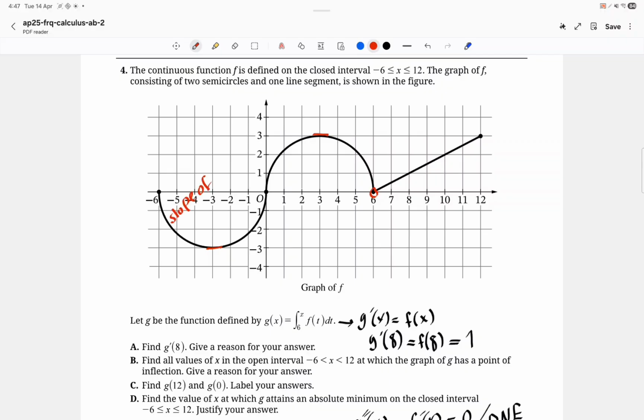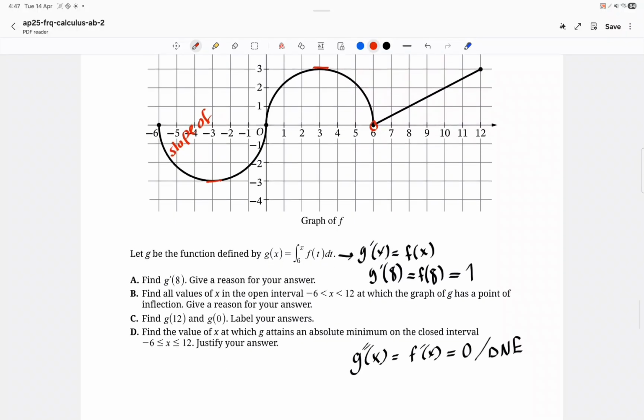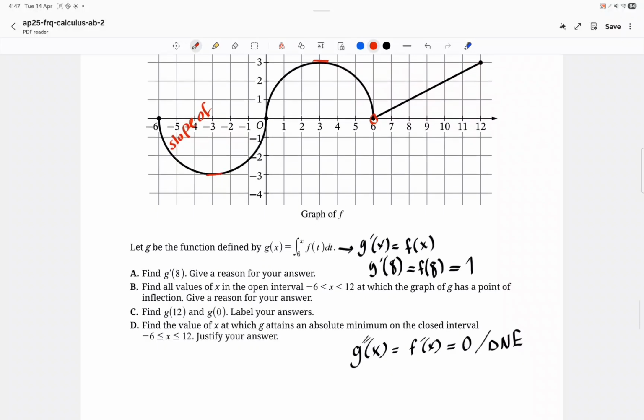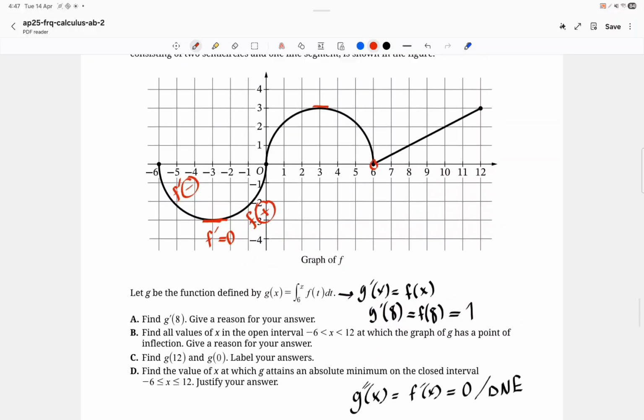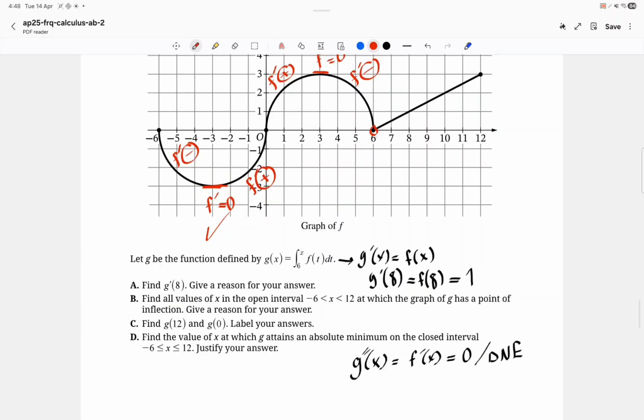Here is f prime being 0. Here the f prime is negative, here the f prime is positive. That's called a sign change. This one counts. Here f prime is 0. F prime here is positive, f prime here is negative. That's a sign change. That counts. Here f prime does not exist, which is okay. Here it's negative and here it's positive. So they all count as inflection points.